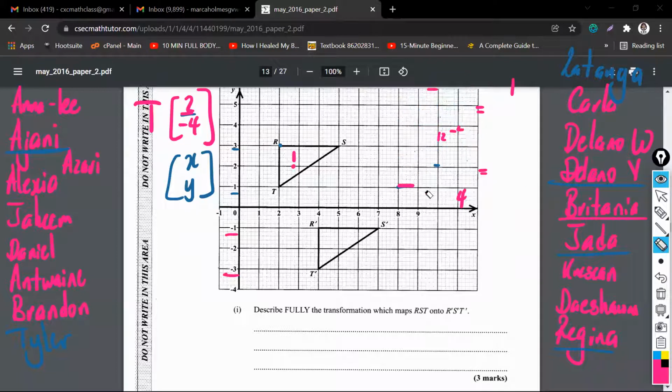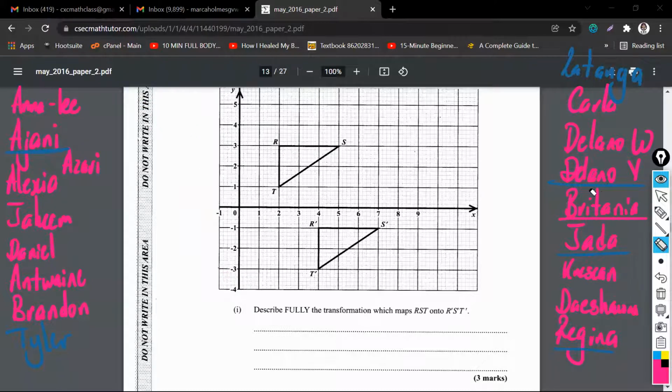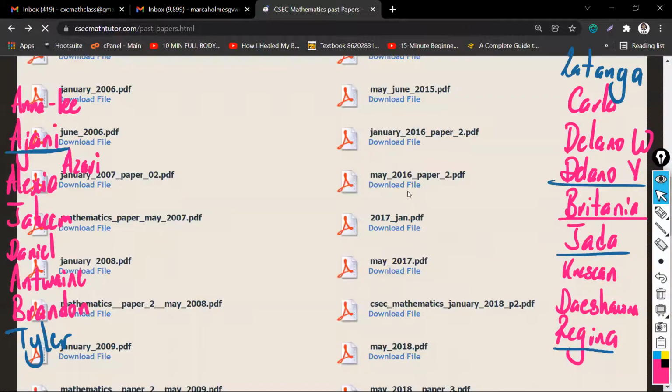This is a very easy topic, guys. Really easy. You just need to move the triangle. Just add the points. Just add it, right? That's all you really need to do. Let's do another example from another exam.